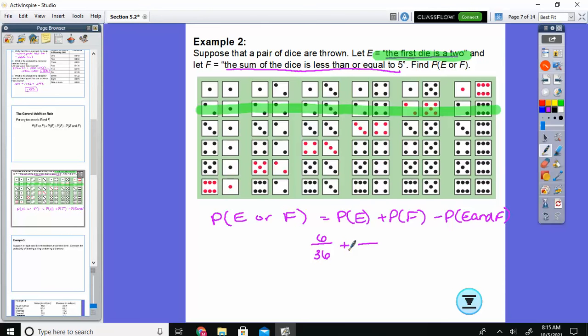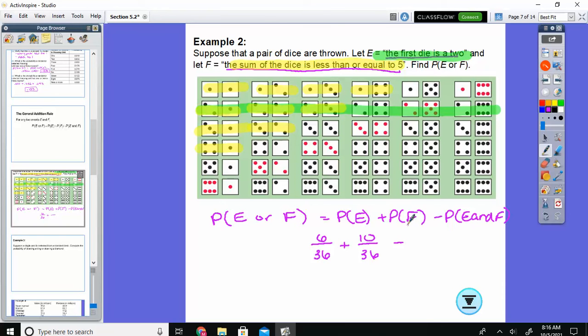The probability of F. So F says the sum is less than or equal to 5. So 1 and 1, 1 plus 1, 1 plus 2, 1 plus 3, 1 plus 4, but we can't do 1 plus 5, right? We could do 1 and 2, 1 and 3, 1 and 4. We could do 2 and 2, 3 and 2, and 2 and 3. So those are all the ones that are less than or equal to 5 when you add them up. How many did we count there? 10 out of my 36 total.